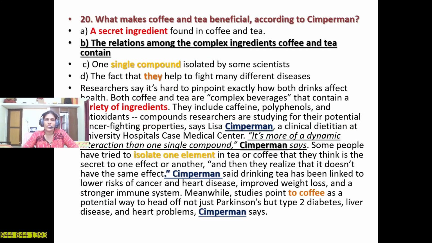Now let us go to question number 20. What makes coffee and tea beneficial according to Simperman?